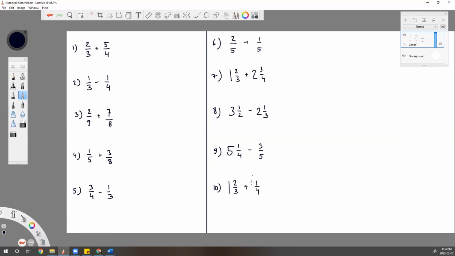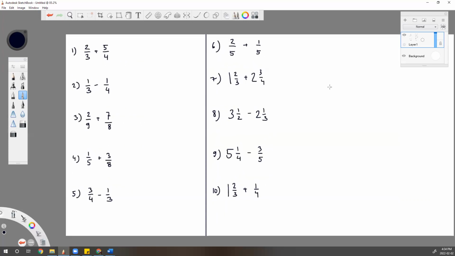There are 10 numbers only, but this requires a lot of thinking in order to make the denominator equal. I will give you some time to do this.